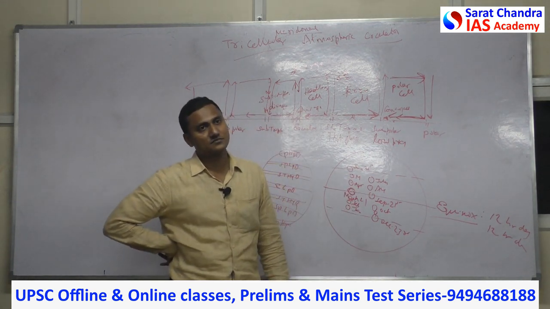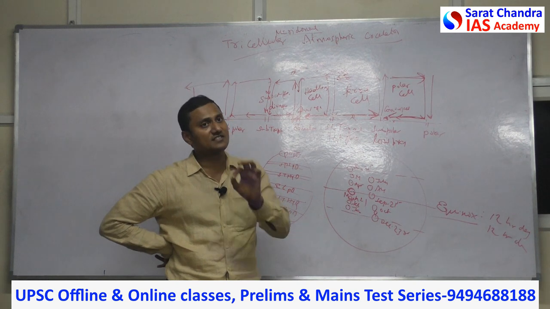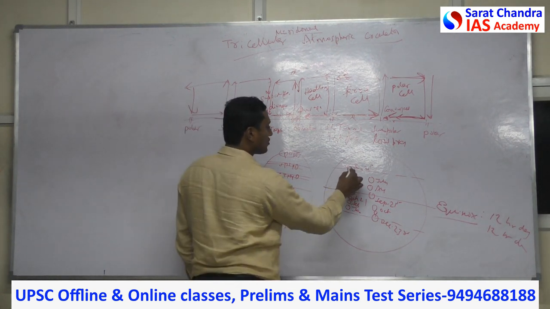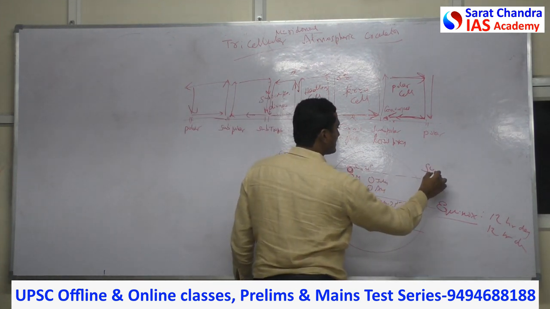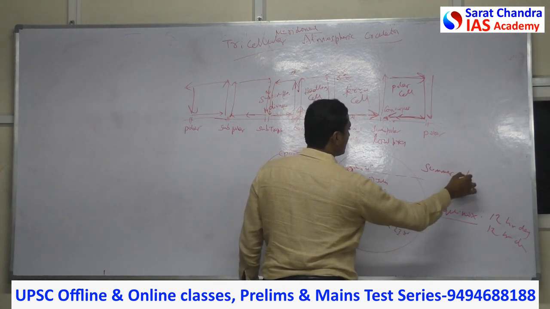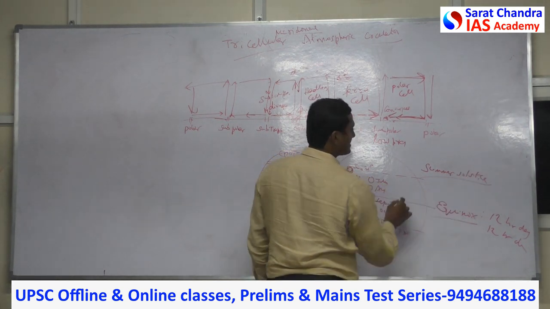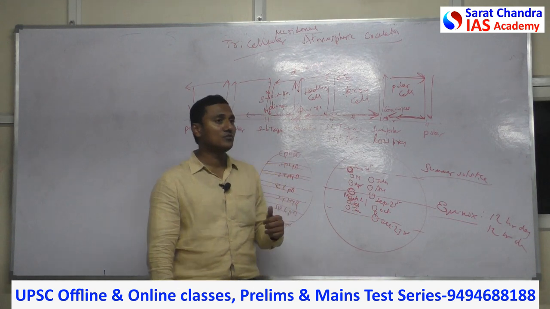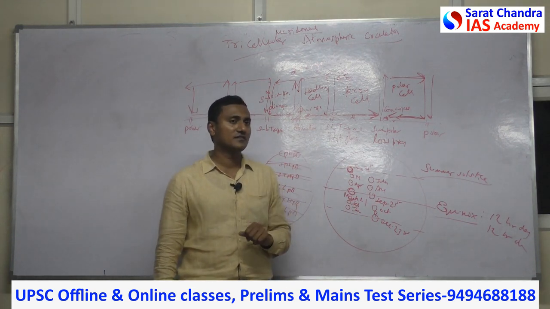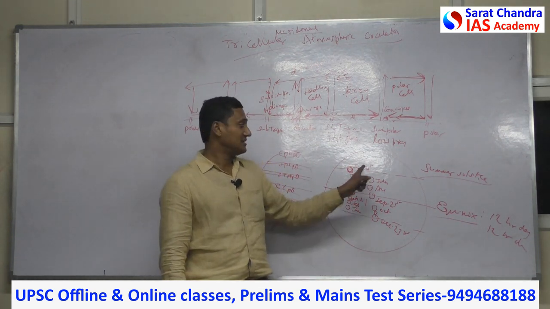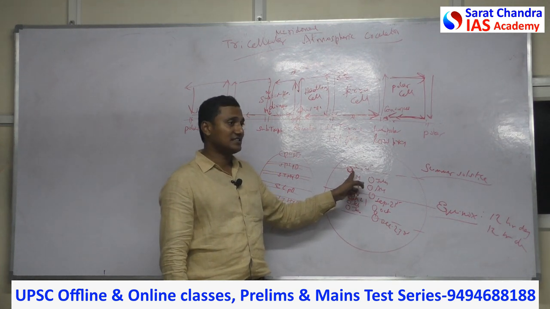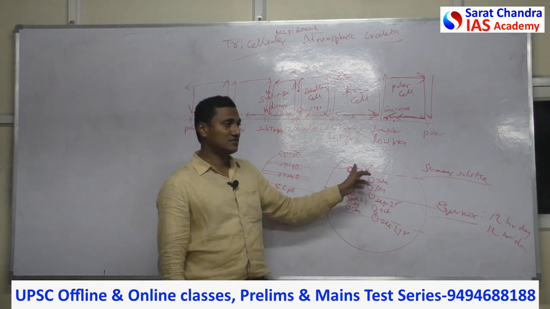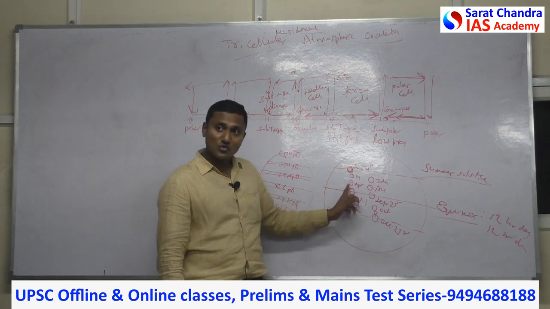June 21st is called the summer solstice. For whom? North hemisphere or south hemisphere? North hemisphere. See, when the sun is here, it is summer for whom? North hemisphere. Winter for? South hemisphere.